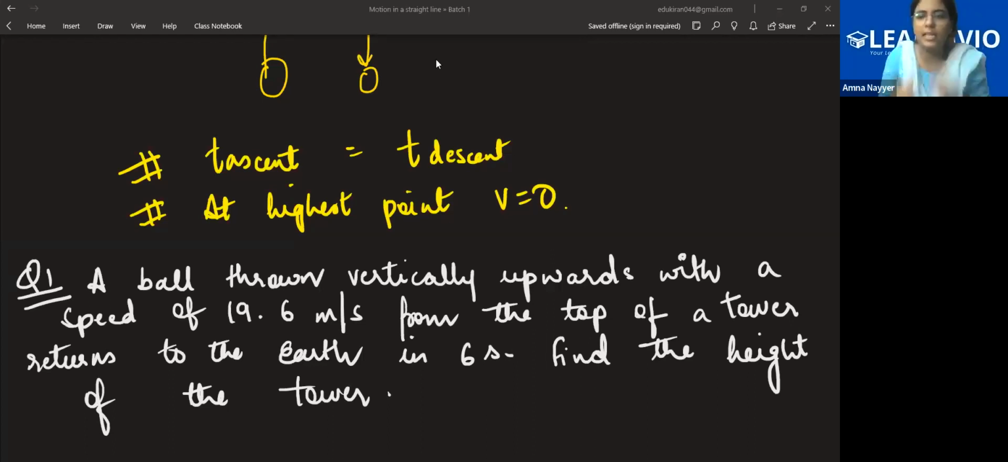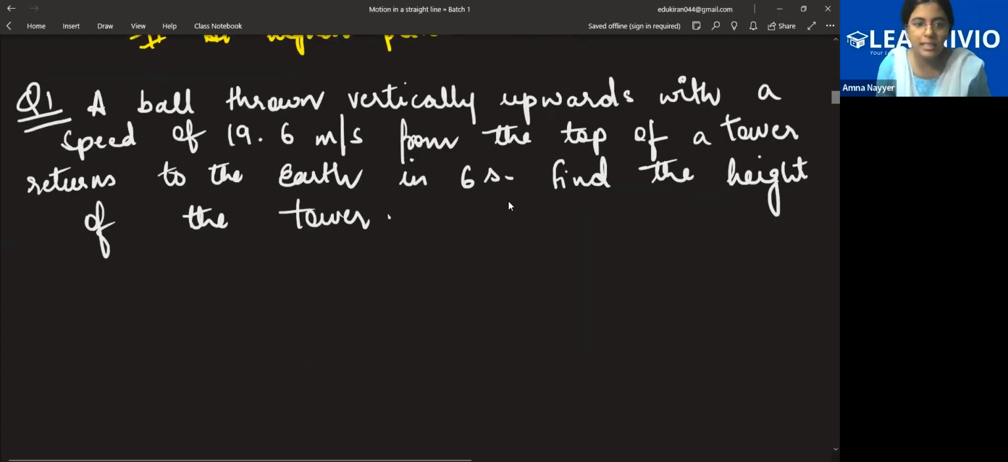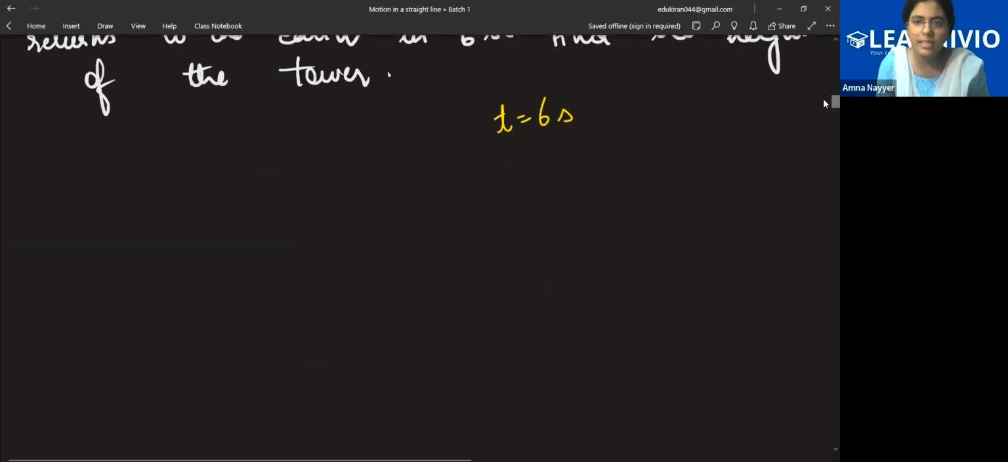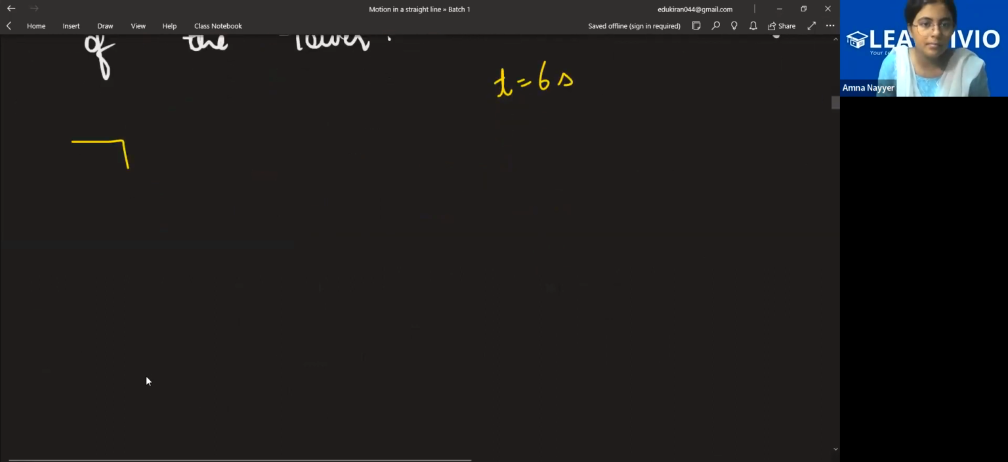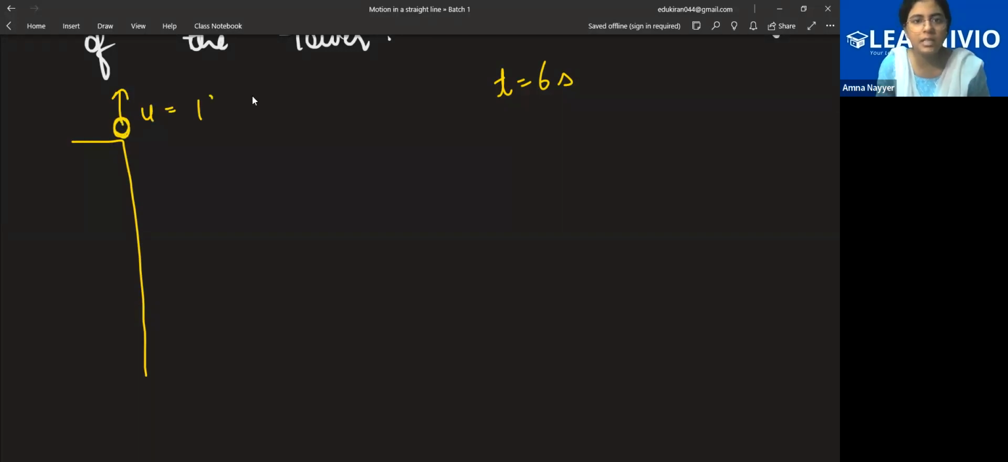So if a ball is thrown vertically upwards, what all things do we have first? Firstly, we have the time. Time is 6 seconds. Now, what exactly is our scenario? The question says we have this tower, there is a ball present, and there is an initial velocity of 19.6 meter per second. And the ball then comes back, and we have to find this height of the tower.